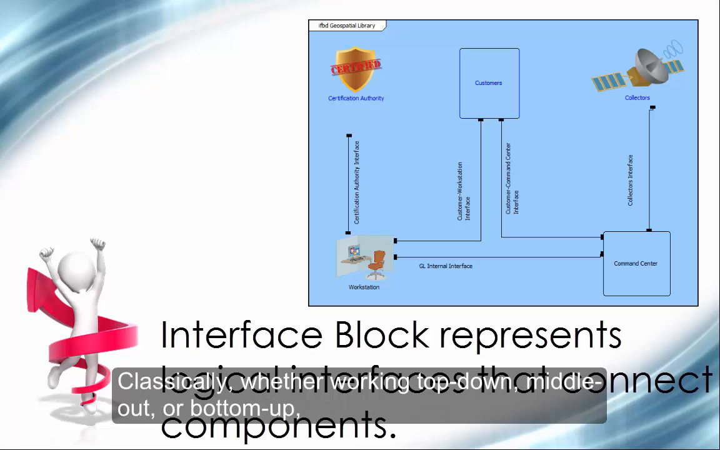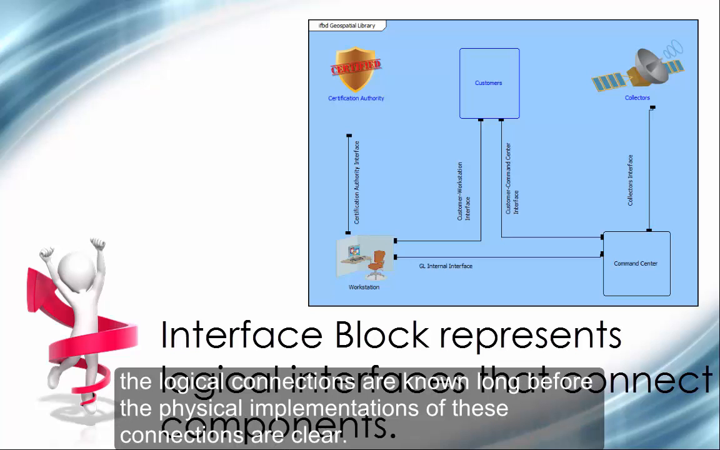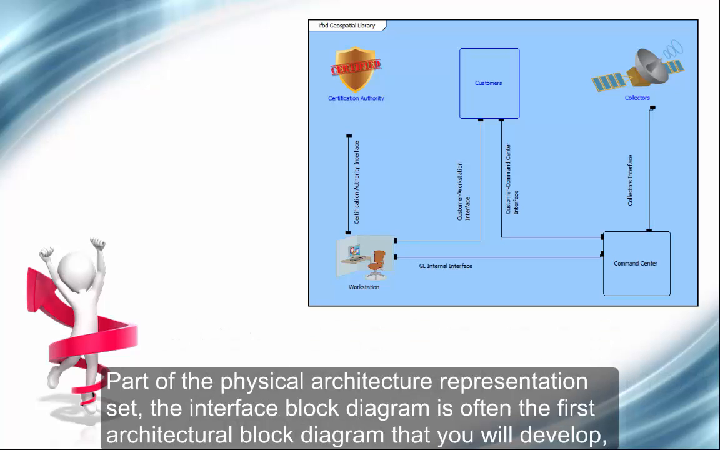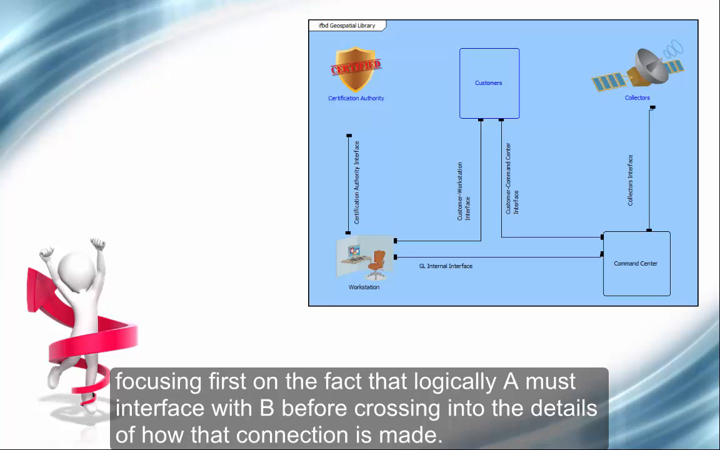Classically, whether working top-down, middle-out, or bottom-up, the logical connections are known long before the physical implementations of these connections are clear. Part of the physical architecture representation set, the interface block diagram is often the first architectural block diagram that you will develop, focusing first on the fact that logically A must interface with B before crossing into the details of how that connection is made.